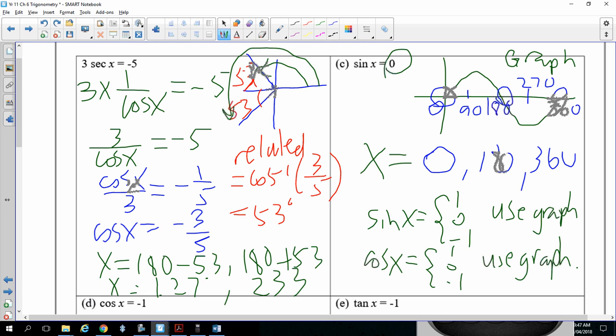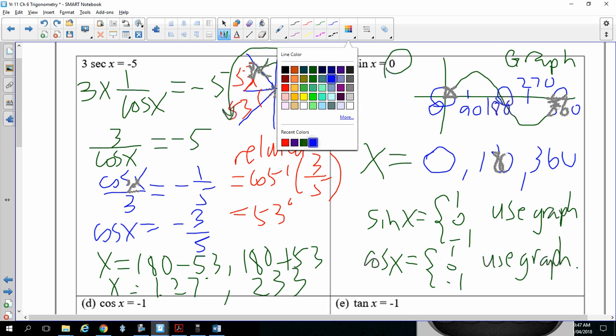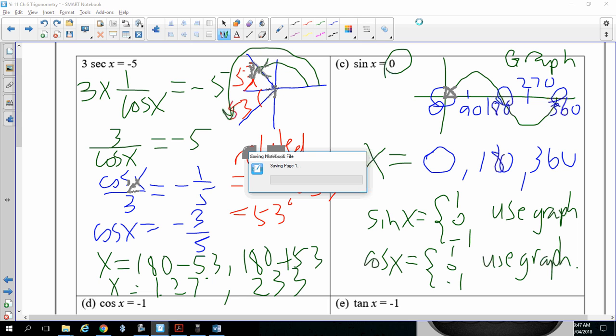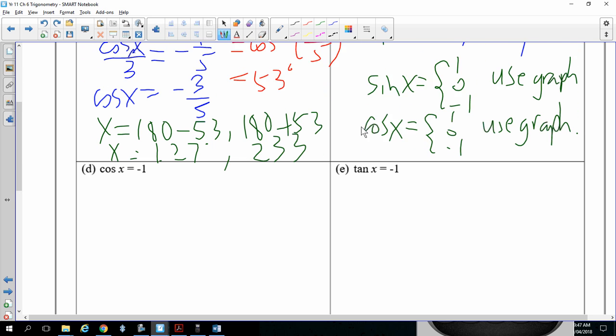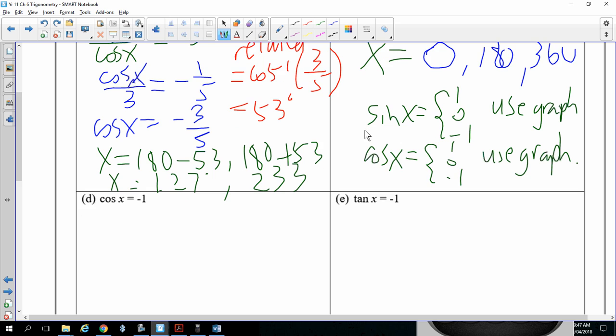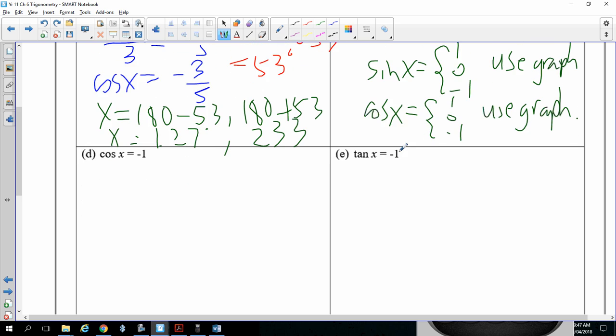Okay, cos x is negative 1. What do you do? You have to draw a graph, right? So negative 1, you draw a graph like this. So the cos graph looks like a valley, like that. So when it's negative 1, it's exactly at 180. That's it. You don't have to do anything. It's very quick, isn't it? There's one answer, right?